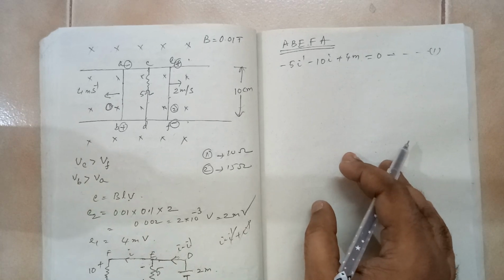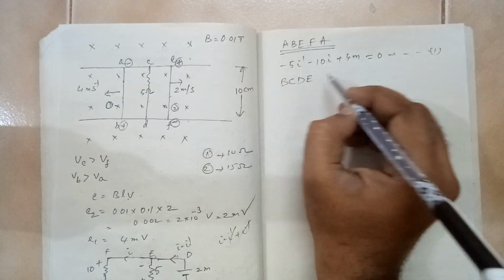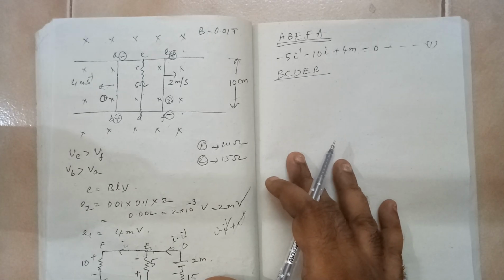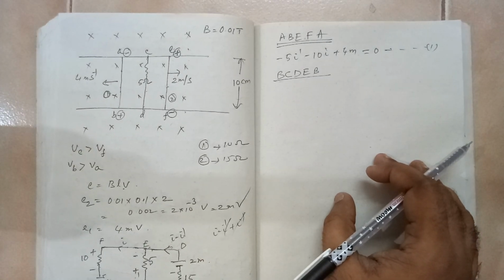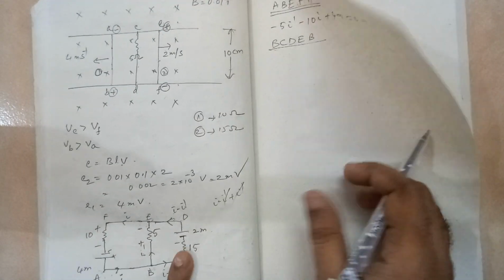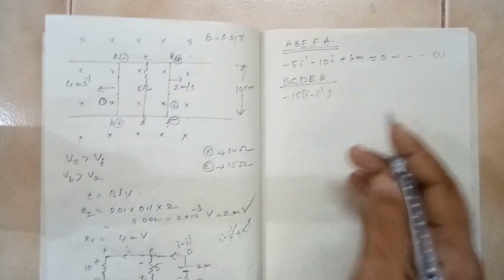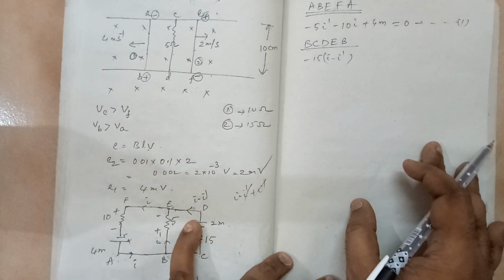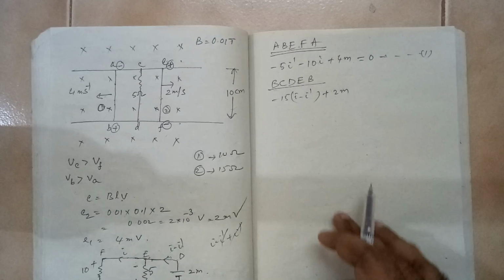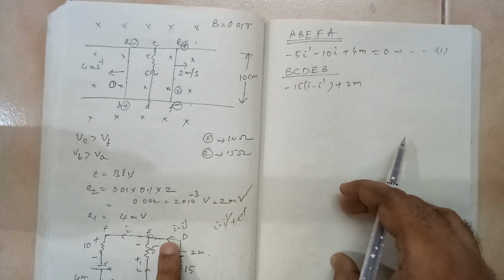Let us now take another loop, B, C, D, E, B. You can start at any point, but you need to come back to the same point. When I start at B, here there is a current I minus I dash going from positive to negative, so it is minus 15 times I minus I dash. Then again here we are going from positive to negative, so it is plus 2 millivolts, and then here there is nothing.